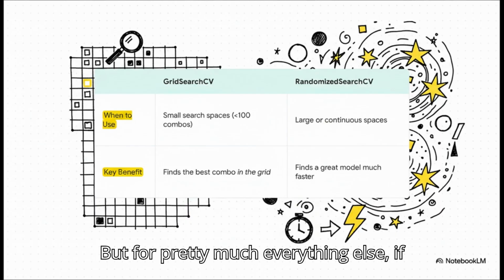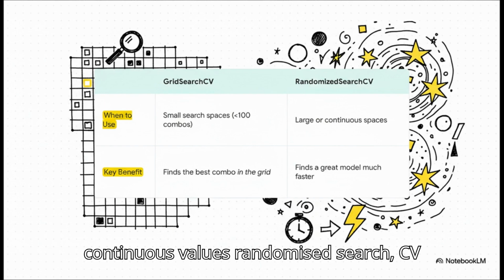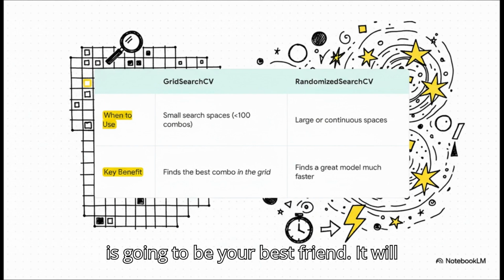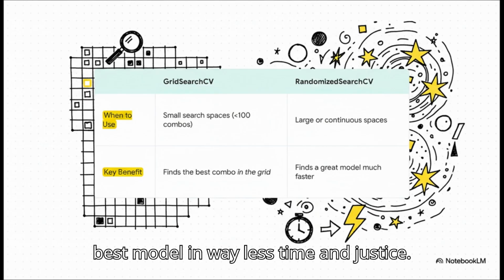But for pretty much everything else, if you have a large search space or continuous values, RandomizedSearchCV is going to be your best friend. It will almost always find a great, if not the best model in way less time.